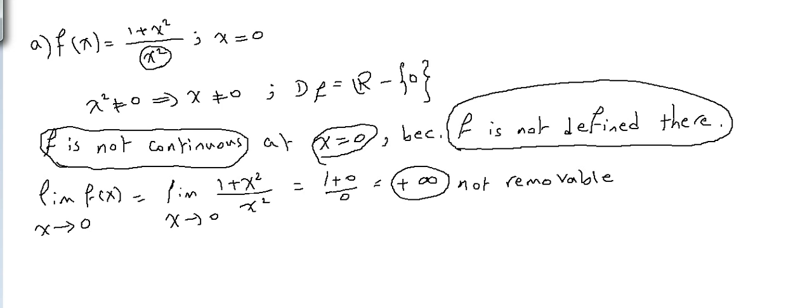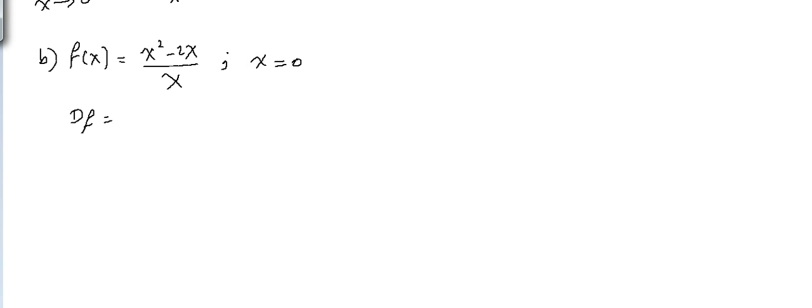Let's go to part B and see what's the difference between them. Part B says f of x equals x squared minus 2x divided by x, where x does not equal 0. We need to study the continuity when x equals 0. First, what is the domain of definition here? Since x is in the denominator, this means x shouldn't be equal to 0. So the domain of definition is all of R without this 0 in the denominator, right?